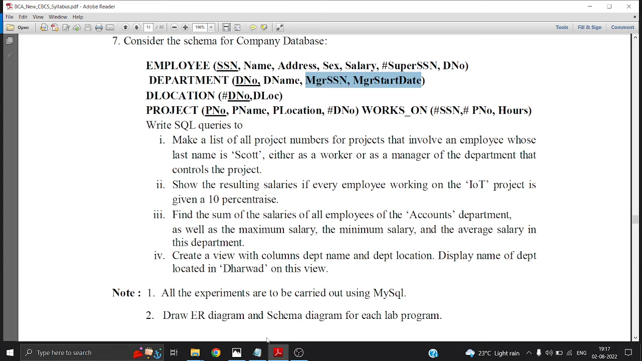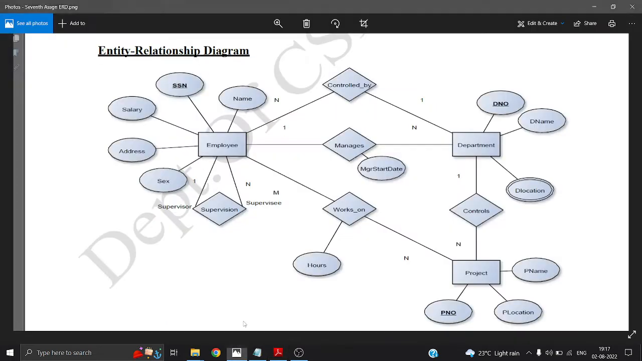Now we have observed three relationships: supervision, controlled by, and manages. According to these relationships and cardinal ratios, we observed the foreign keys in the respective tables. Now coming to the other two relationships. There is a relationship between department and project. One department can control many projects, but one project is controlled by only one department. I repeat, one department can control more than one project, whereas one project is controlled by only one department.